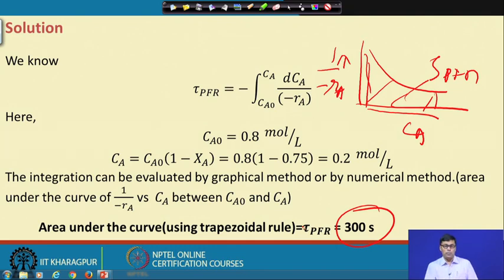So, I considered this a very interesting problem in the sense of how the batch data can be utilized for finding out the time required for the operation of the plug flow reactor, because when you operate a continuous stirred tank reactor, then after infinite time, when the steady state condition is reached, your substrate concentration remains constant. At that particular concentration, what the rate of reaction is, you can easily find from this equation: tau CSTR equal to CA0 minus CA by minus RA.